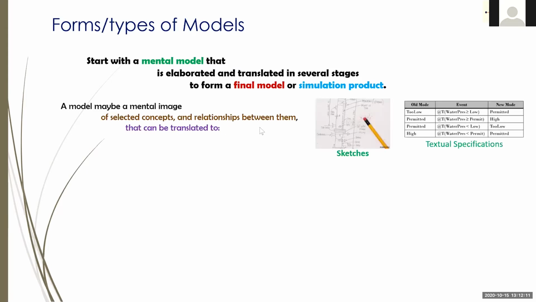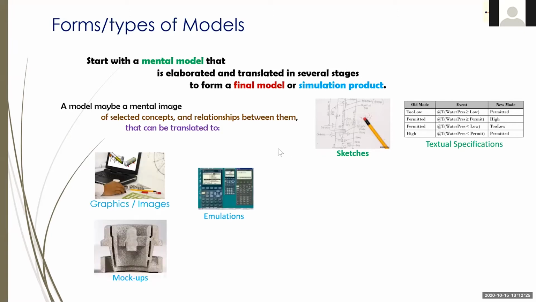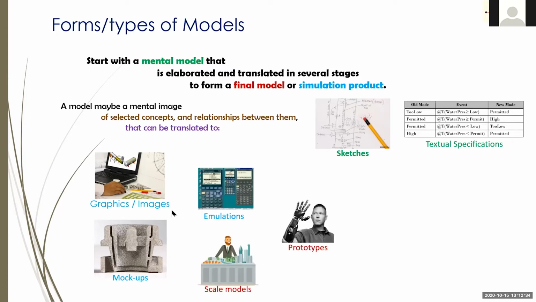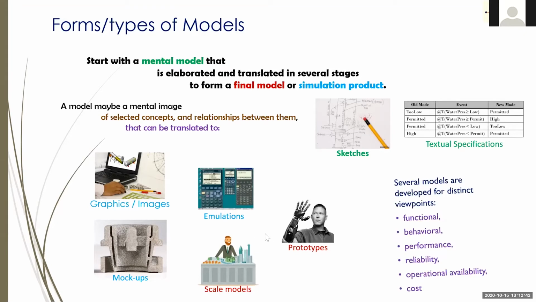So as an example, what we're saying here, you can start doing some sketches, and those sketches are going to be done based on what type of model you want to do or what domain we are talking about. And continue doing your sketches until you start converting it into graphics or images, or you start getting some emulations, or you start building some mockups, or you do some models, or you go all the way into getting your prototypes, okay? Now, you may also consider, as I was saying before, that we can do more than one model.